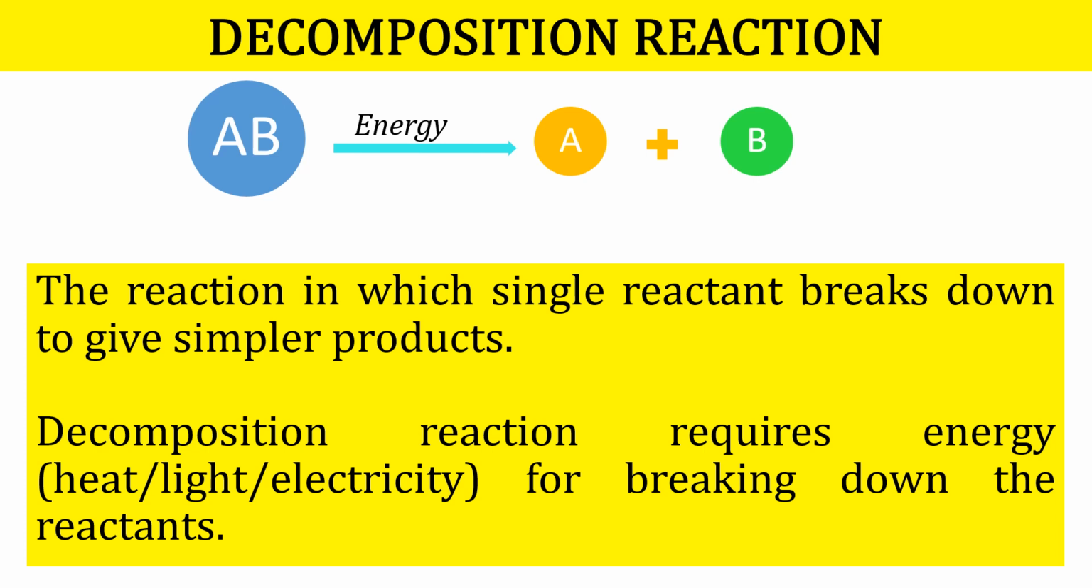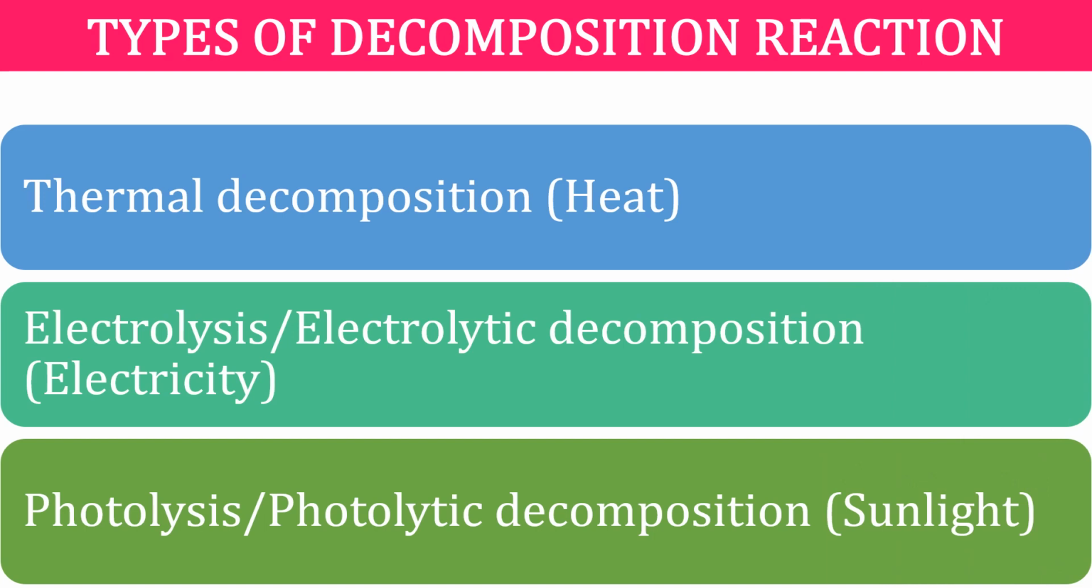The reaction in which single reactant breaks down to give simpler products. Decomposition reaction requires energy in the form of heat, light, or electricity for breaking down the reactants. Types of decomposition reaction. Thermal decomposition using heat energy. Electrolysis or electrolytic decomposition using electricity. Photolysis or photolytic decomposition using sunlight.